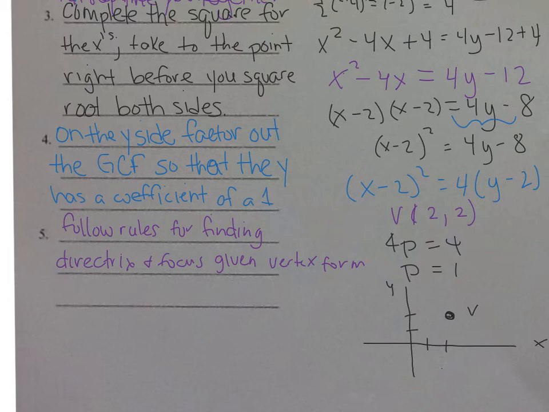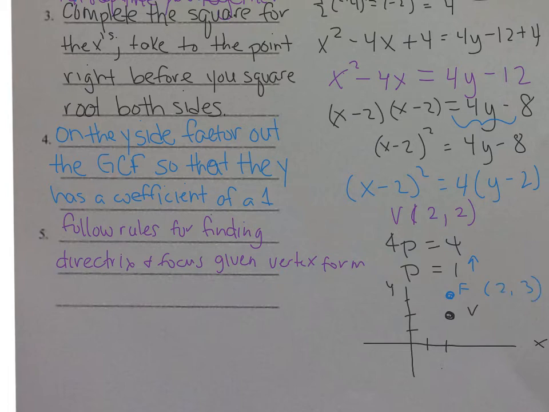And now I have my p is equal to 1. So remember, my p is the distance from vertex to focus. So if it's 1, it's going to be going up 1. So from my vertex, I'm going to count up 1 unit to get to my focus. So up 1 unit, that's my focus. And that point is 2, 3.